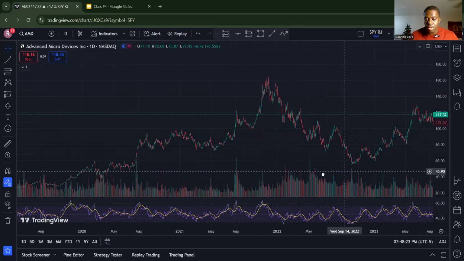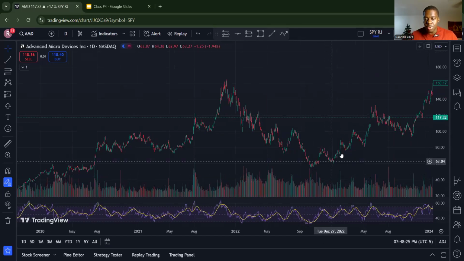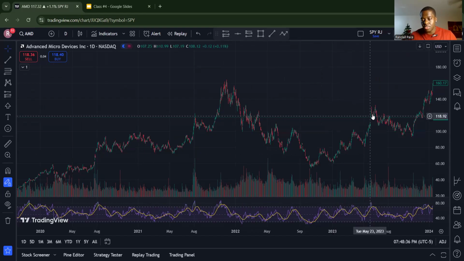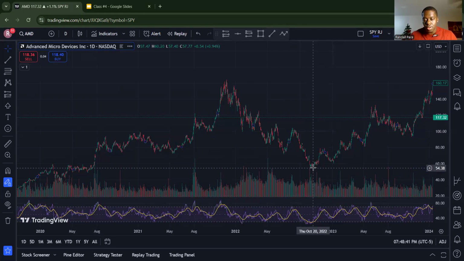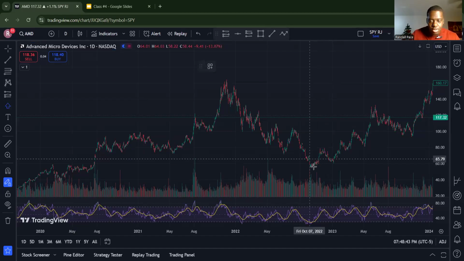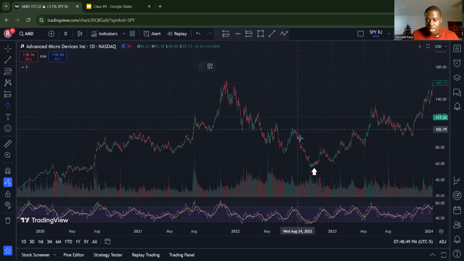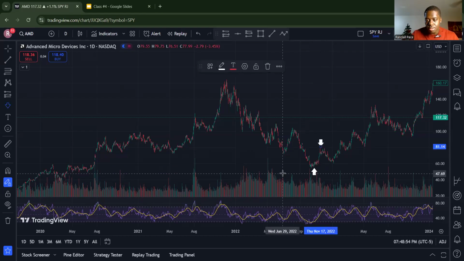Let's use this example right here. When AMD was going up at this point in time, you can say that this was trying to make a series of higher highs and higher lows. Because you have a low right here, if it'll let me press it. You have a low in this area, and then you have a high in this area.